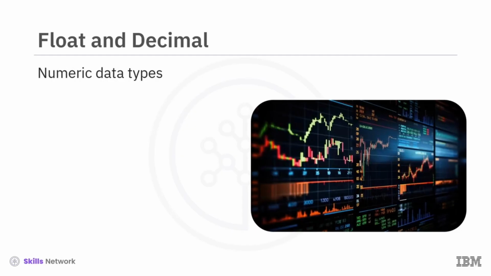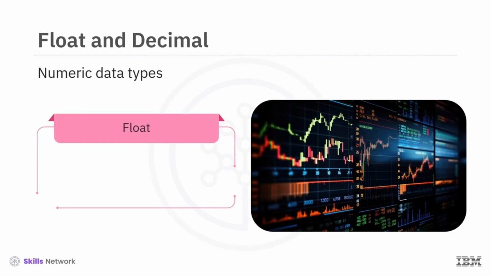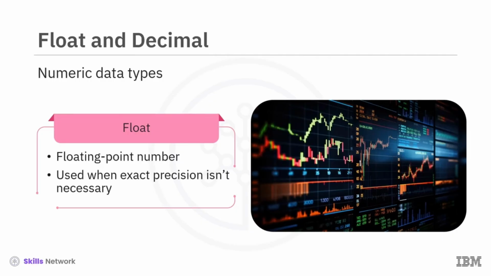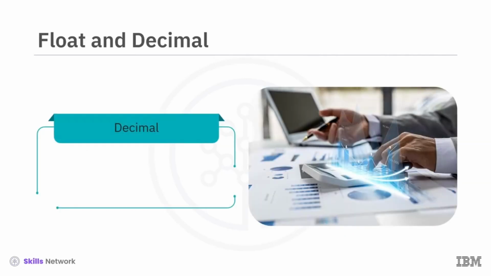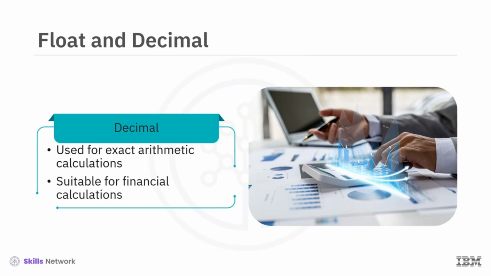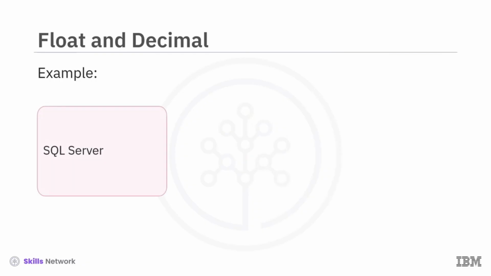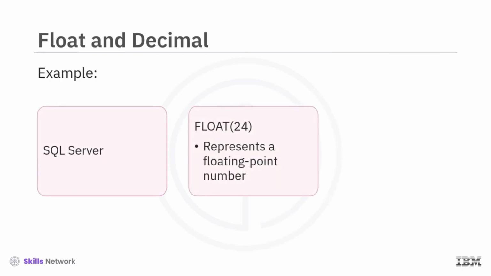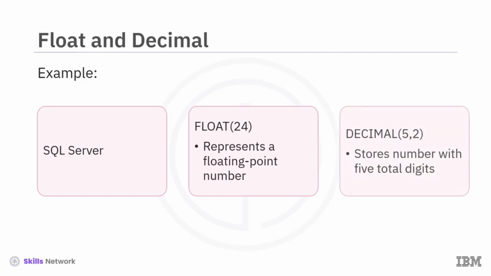Float and decimal are numeric data types used for numbers with fractional parts. Float is a floating point number with approximate precision. It's used when exact precision isn't necessary. Decimal, on the other hand, is used for exact arithmetic calculations. It's more suitable for financial calculations where precision matters. Example: in SQL Server, float(24) represents a floating point number, whereas decimal(5,2) stores a number with 5 total digits, 2 of which are after the decimal point.